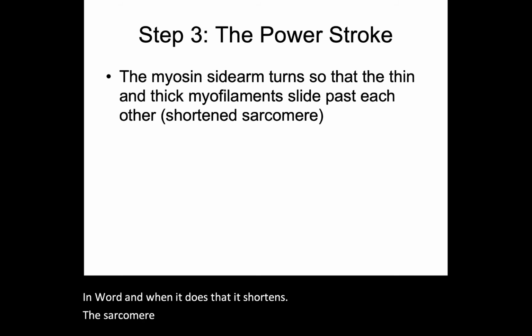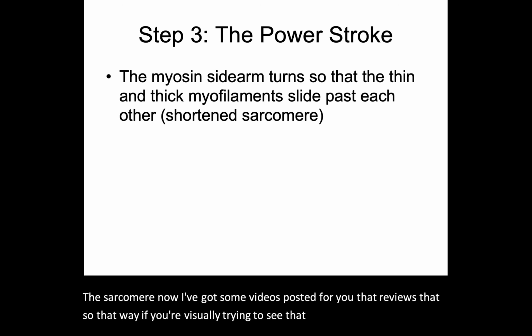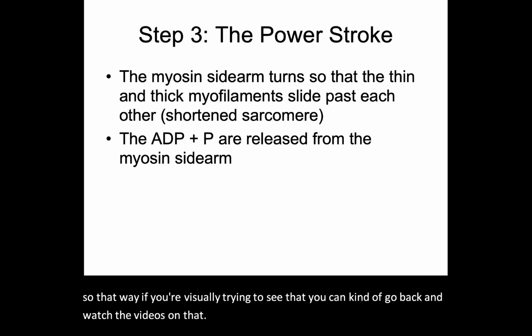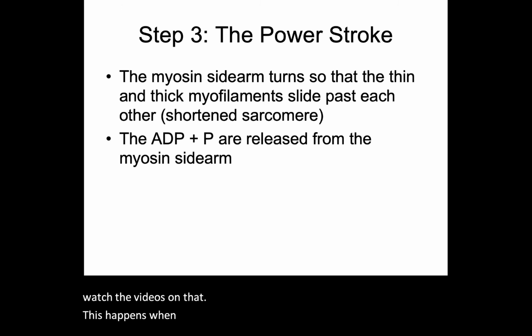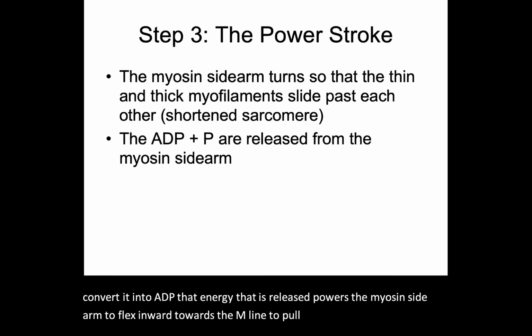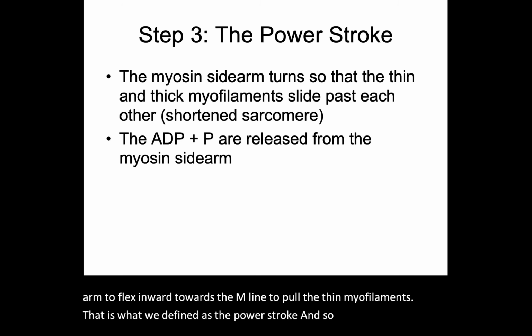Now, I've got some videos posted for you that reviews that, so that way if you're visually trying to see that, you can go back and watch the videos on that. This happens when ATP is spent. In other words, when we take ATP and convert it into ADP, that energy that is released powers the myosin sidearm to flex inward towards the M line to pull the thin myofilaments. That is what we define as the power stroke. And so we've used that ATP molecule.